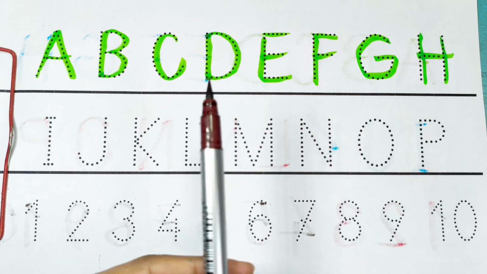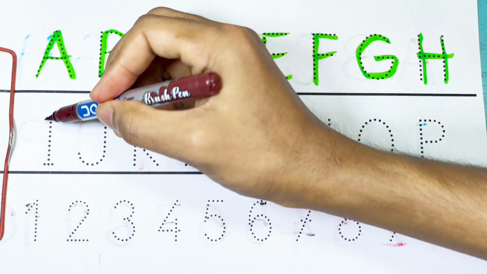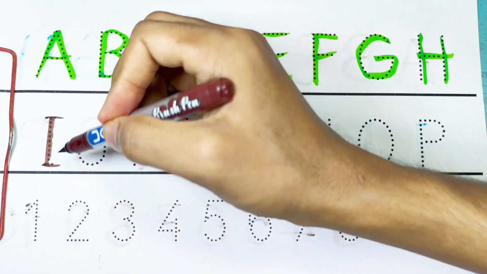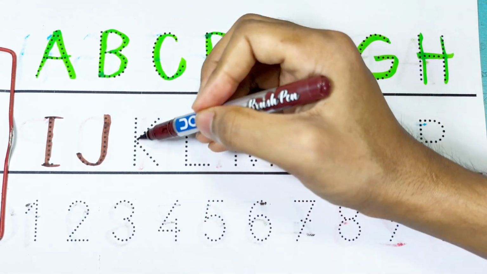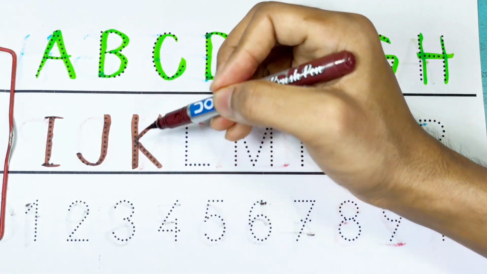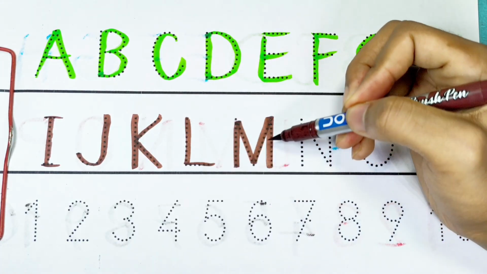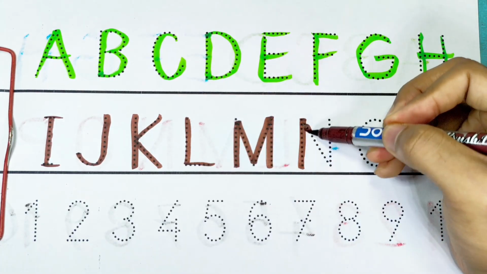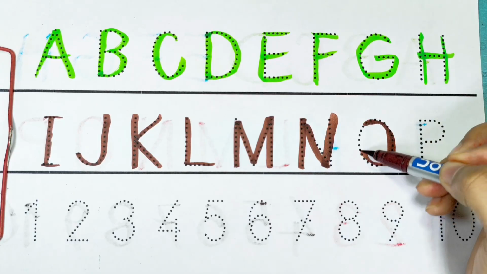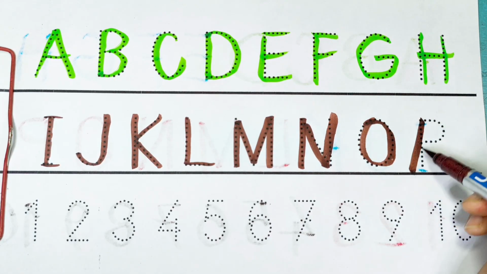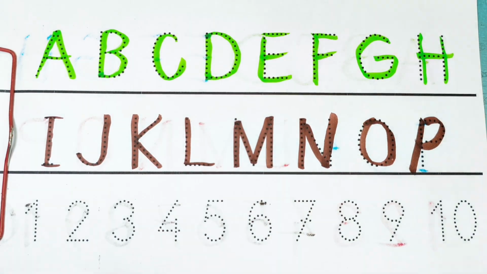Now we're writing the alphabet of H. So kids, now we're using the color of brown, writing the alphabet of I. I for eyes. J. K. The next one is L. M for moon. M for mango. The next one is N. Now we're writing the alphabet of O. O for octopus. P for penguin.